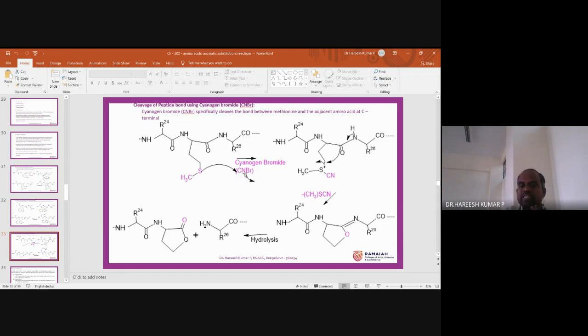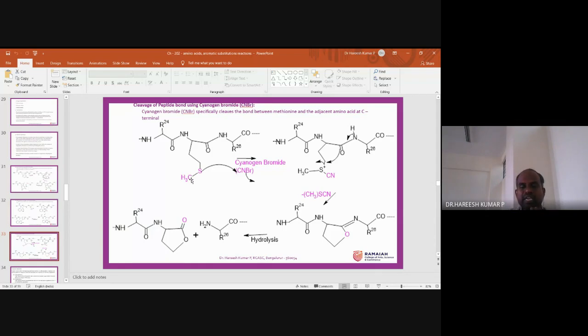In this cyanogen bromide, CN is positive in nature and Br will be negative in nature. You know that this group is called the methionine group. Cyanogen bromide specifically cleaves the peptide bond between methionine and the adjacent amino acid. Methionine means SCH3 containing amino acids are called the methionine group.